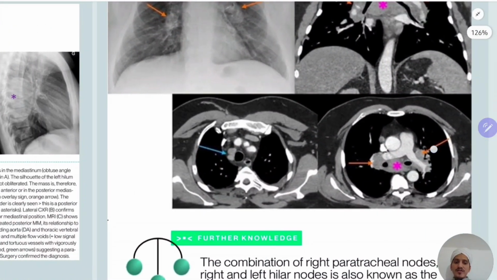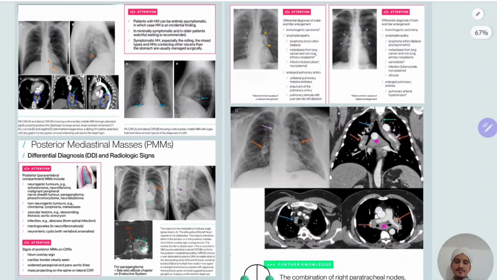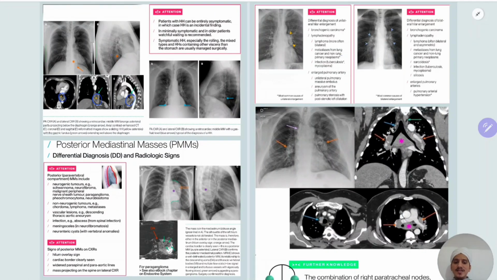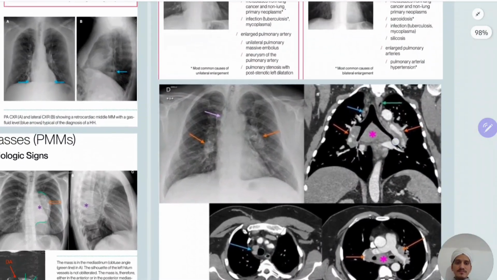The combination of right paratracheal nodes and right and left hilar nodes is also known as the Pawnbroker sign or the 1, 2, 3 sign. Commonly seen in sarcoidosis. And also seen in lymphoma, but to differentiate between lymphoma and sarcoidosis, in sarcoidosis it will be symmetric, in lymphoma it will be asymmetric, and you will confirm it with CT scan as shown here.